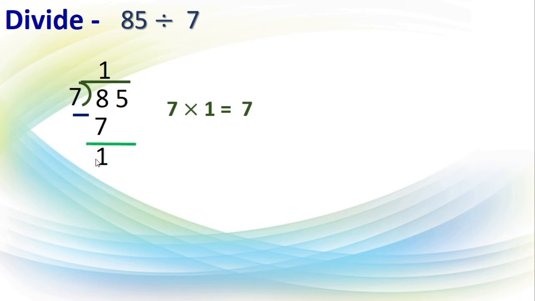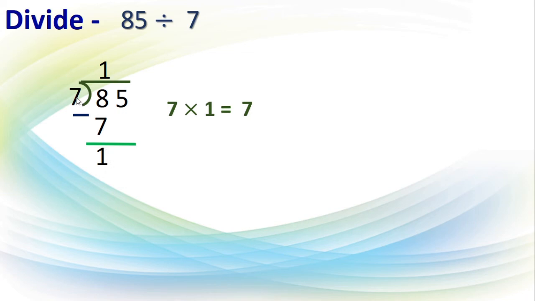85 divided by 7. Yes. Dear children, here you can see 85. This 5 is in unit place and 8 is in tens place, isn't it? So we will go directly for tens place first. Now 8 is greater than 7, isn't it? So what we will do? 7 ones are 7, right? Now 8 minus 7, how much? 1 remained, correct?